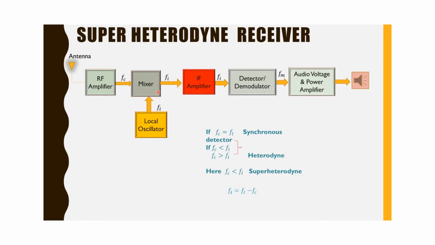But by using one band pass filter here, after mixer, we will generate only Fl minus Fc signal. So our Fi or intermediate frequency will be equal to Fl minus Fc. This intermediate frequency is fed to an IF amplifier. IF amplifier is an intermediate frequency amplifier. Purpose of IF amplifier is just to amplify intermediate frequency component.